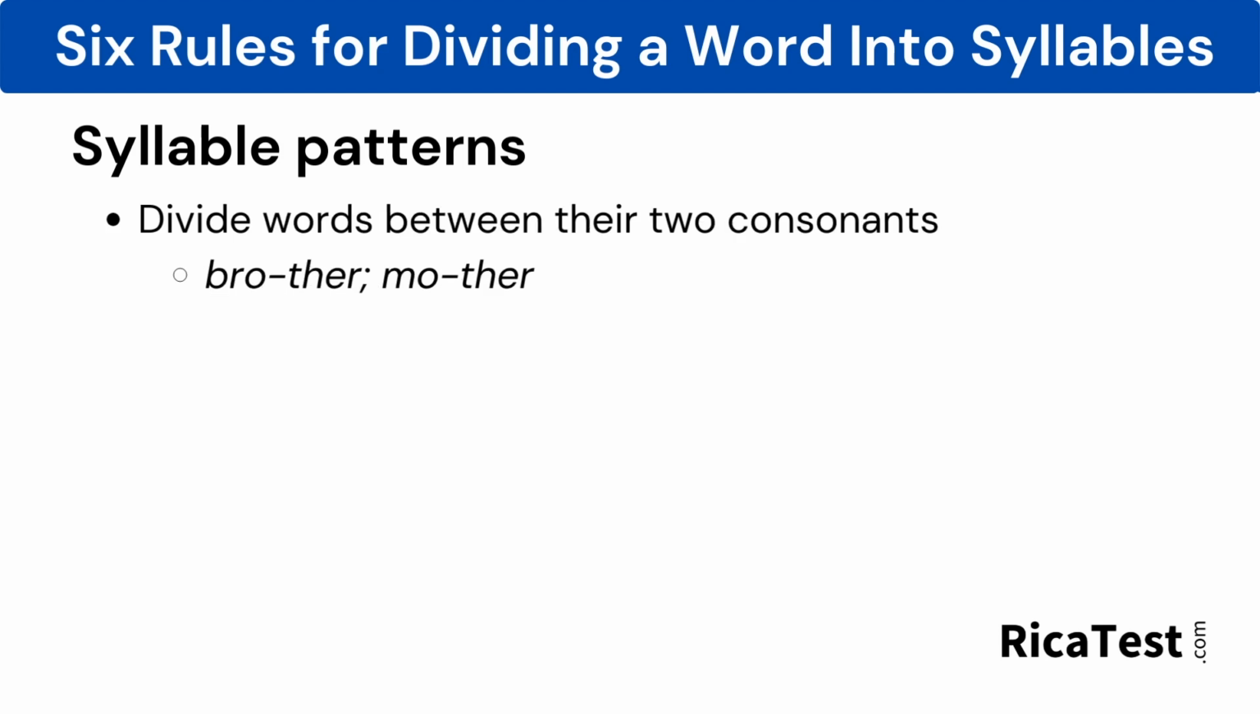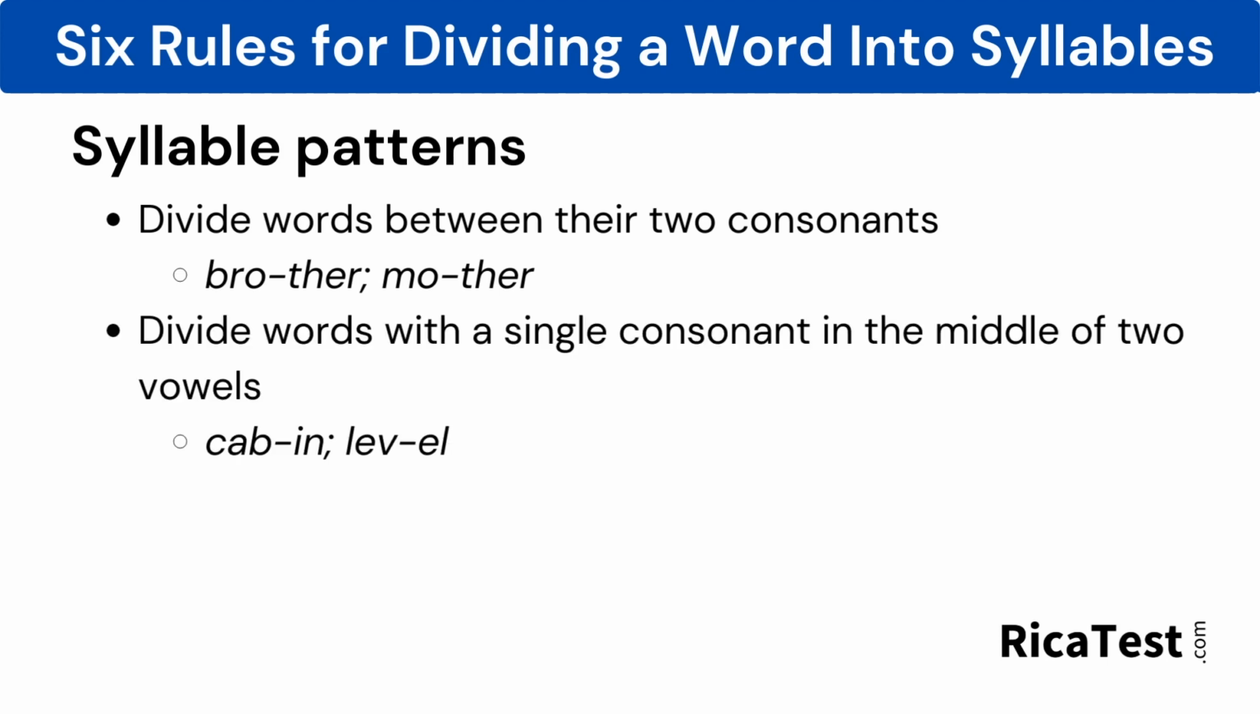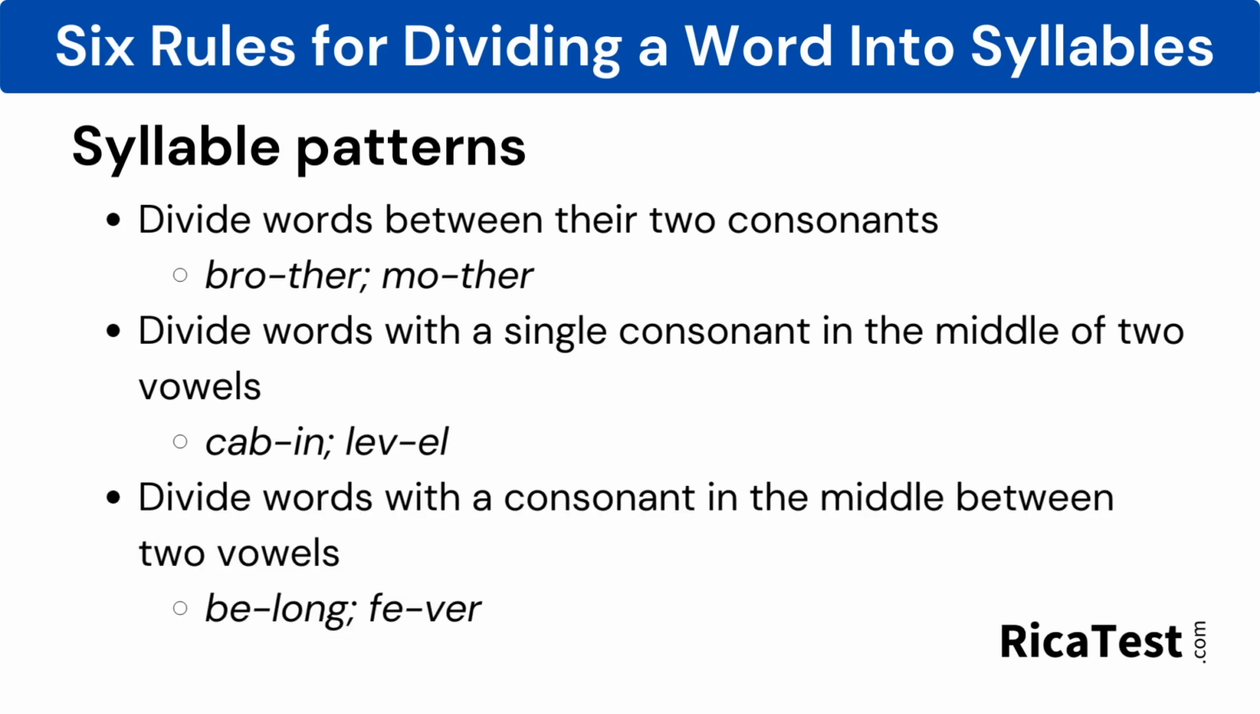Now, let's clear the list and make room for more. Next, we have divide words between their two consonants, for example, brother, mother. Divide words with a single consonant in the middle of two vowels, for example, cabin and level. Next, we have divide words with a consonant in the middle between two vowels, for example, belong and fever.